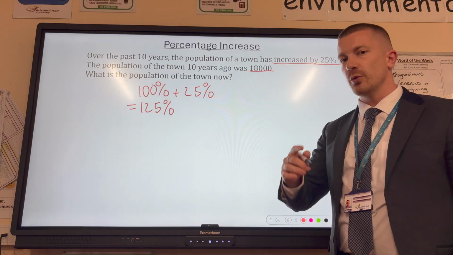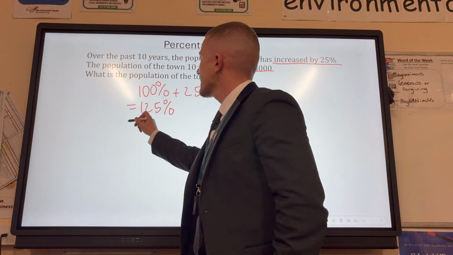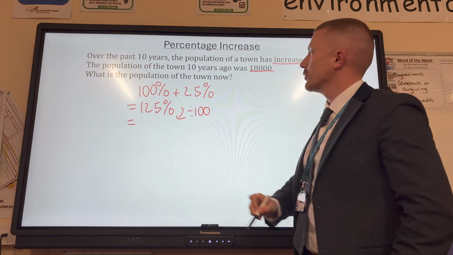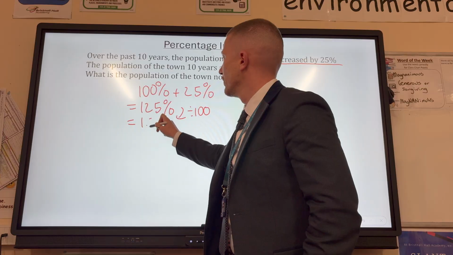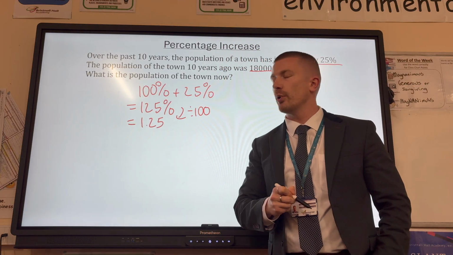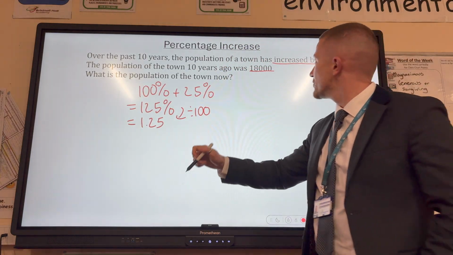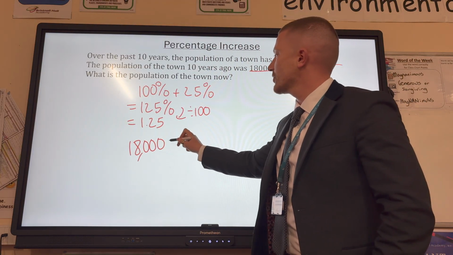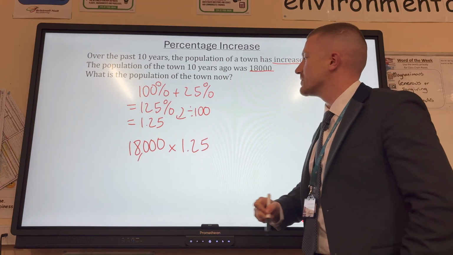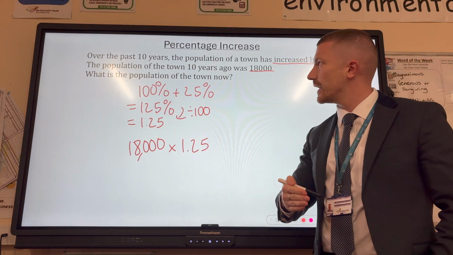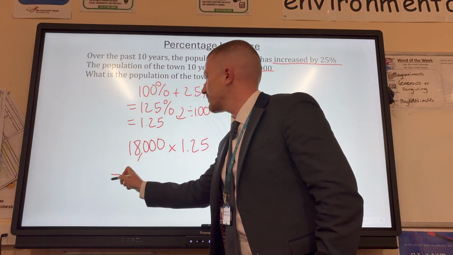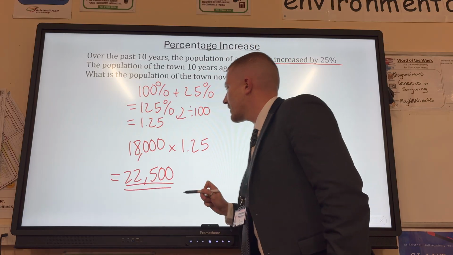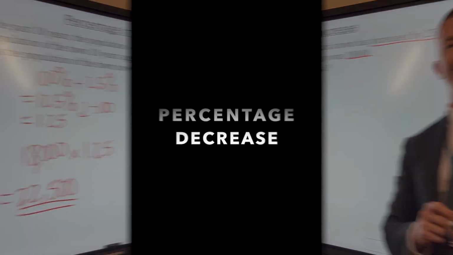If we have a calculator, which is what we're going to use for the purpose of this, I can convert this to a decimal, and we know that we do this by dividing by 100. So as a decimal, the population increase is 1.25. If we take the original population, which is 18,000, and with our calculators multiply by 1.25, this will increase the population by 25%. If you type it into calculators, you get 22,500, and that is the new population.